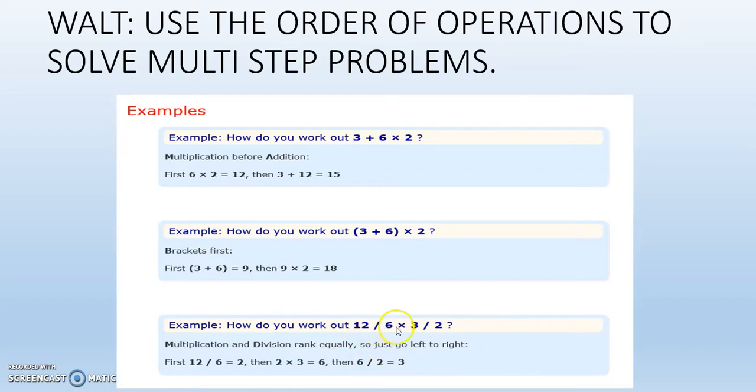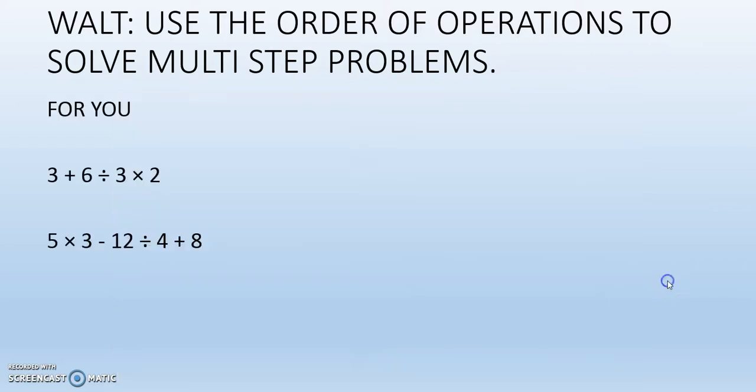What if you get a problem like this? 12 divided by 6 times 3 divided by 2. Well, we know that division and multiplication rank equally, so I just go left to right. 12 divided by 6 is 2. Times 3 is 6. Divided by 2 is 3. Left to right, because multiplication and division are equal.